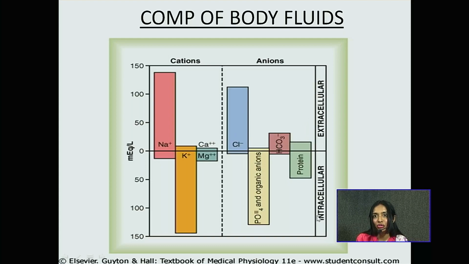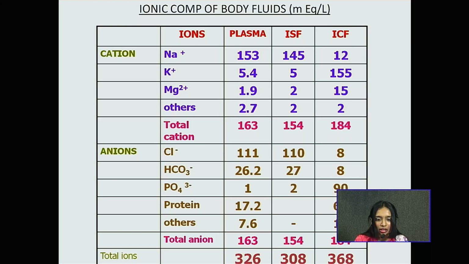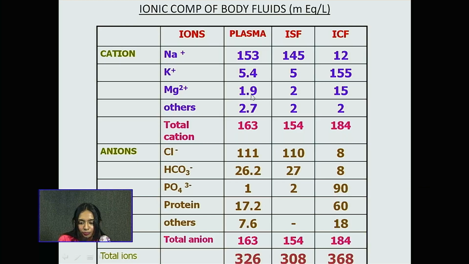Now coming to the intracellular space, potassium and magnesium are the cations present, and the anions present in the intracellular space are phosphates and proteins. So both cations and anions are present in the extracellular as well as the intracellular space. So these are the ionic composition of body fluids. These are present in various amounts in plasma, ISF and ICF.